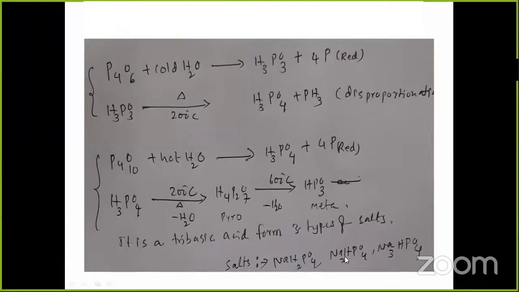Na3PO4, Na2HPO4, NaH2PO4. These are the salts. So phosphoric acid is a tribasic acid. It forms 3 types of salts: monosodium, disodium, and trisodium phosphates.